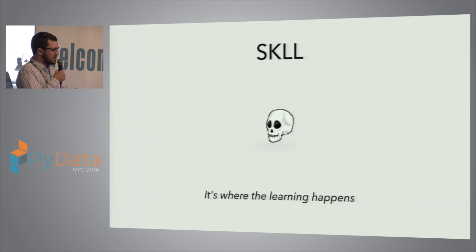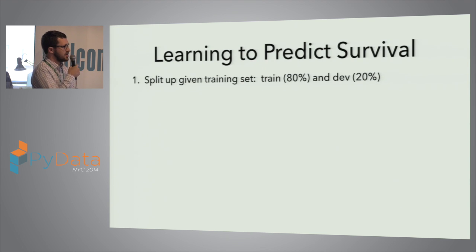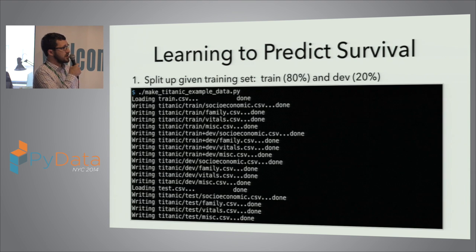First, we need to actually get the data in a format we're going to use. The test set you download from Kaggle doesn't have the labels because it's the test set. So for development, we're just going to split the training set up into training data and dev set, an 80% and 20% split. And on our GitHub page in our examples folder, we have a script that you can use to do that for you called make Titanic example data.